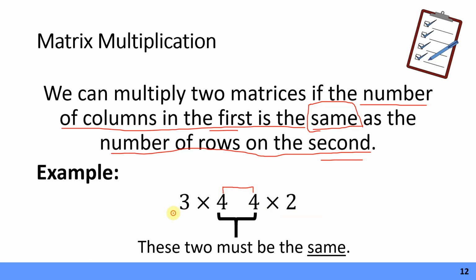So again, this is what I do. I put both of the orders side by side, and I check these two numbers. If these two numbers are the same, then we can multiply the matrix.